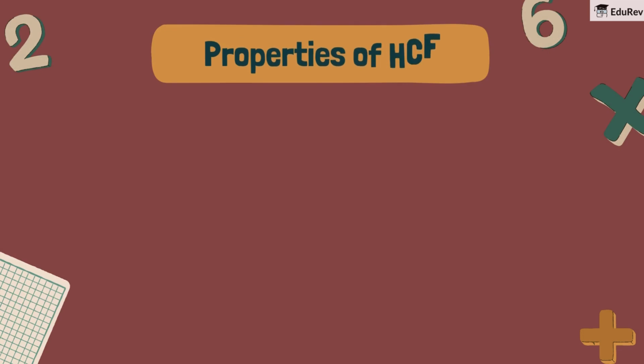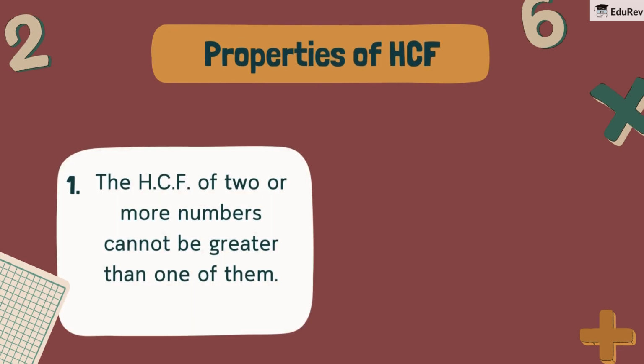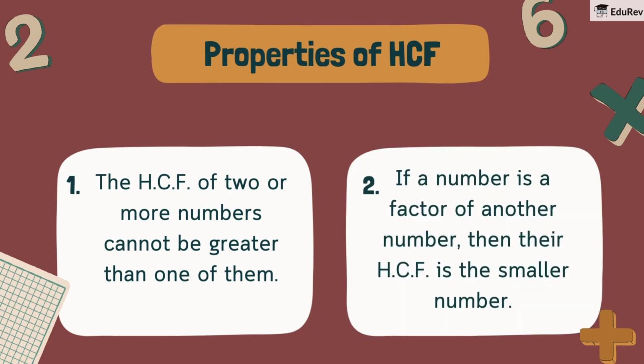Moving on to the properties of HCF, there are 2 key points. First, the HCF of 2 or more numbers cannot be greater than one of them. Second, if a number is a factor of another number, then their HCF is the smaller number.